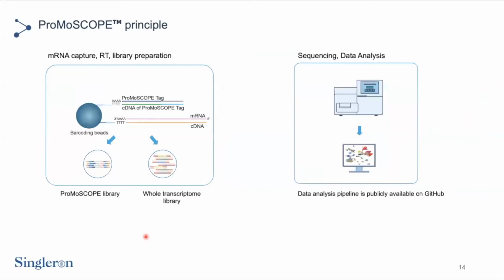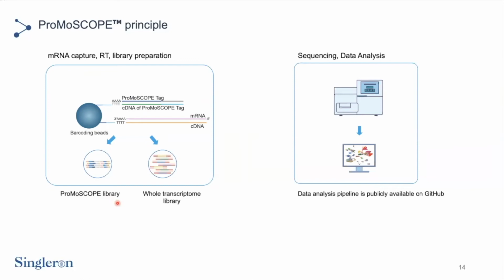So the next step is mRNA capture. The cell lysis and mRNA capture take place in this microchip. And once we load the barcoding beads, remember that our ProMoSCOPE tag also contains this poly-A tail, so this tag will also be captured together with the whole mRNA. Then we separate this and prepare two different libraries. One would be the ProMoSCOPE library, where you can get glycosylation or glycan counting, quantification of those glycans. And the other one is the whole transcriptome from the same cell at the same time.